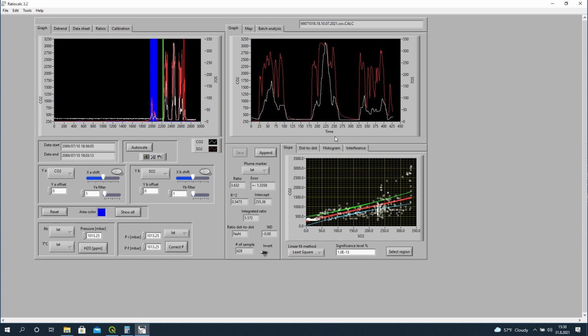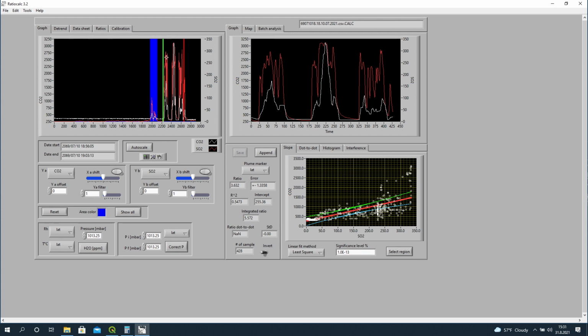So what I've done is I have opened up the file, and then I've chosen two of the species that I'm interested in. I'm interested in CO2 and I'm interested in SO2. And what we can see here is that CO2 is the white line, and it's using this axis, so it's going up and over 3000 ppm. And the SO2 is the red line, and the red line is going up to 300 ppm.